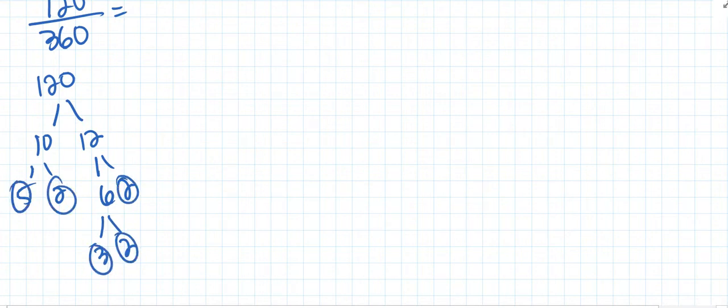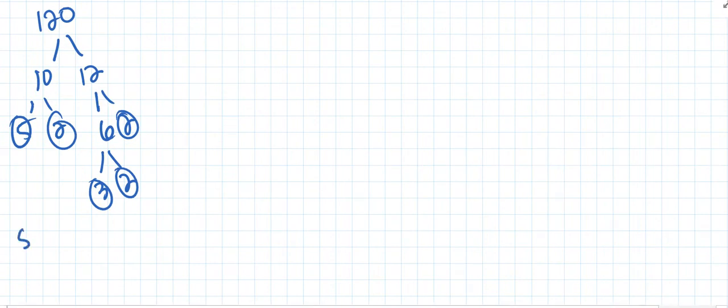Okay? So let's rewrite them. 5, 3, and then 2 cubed. Remember? Because you have 3 2's. And 3 and 5 are unique. They're by themselves. Okay? This is equal to 120.